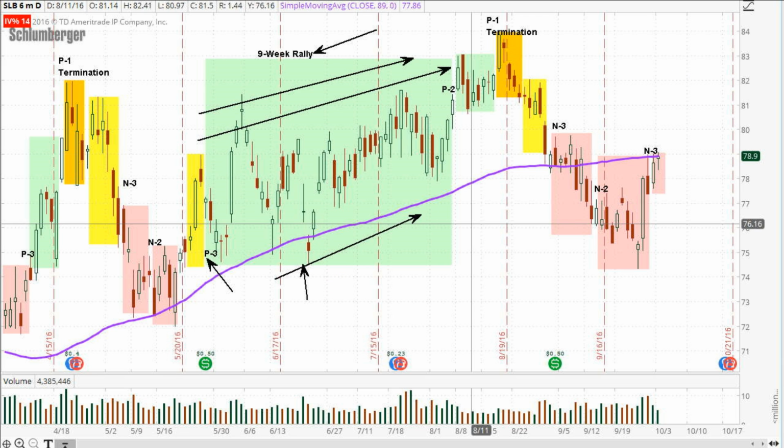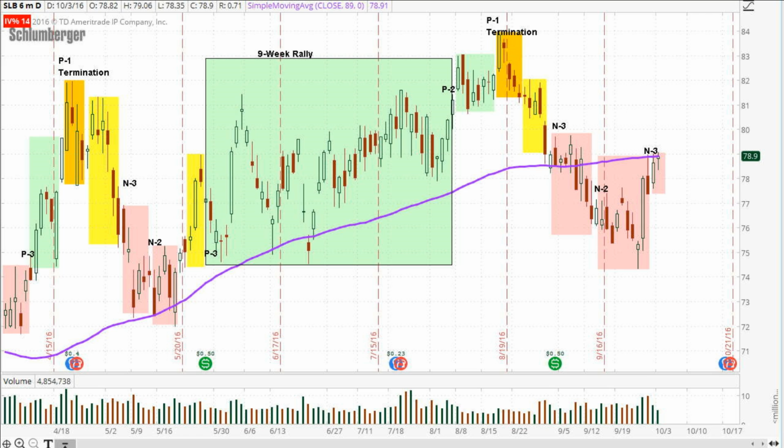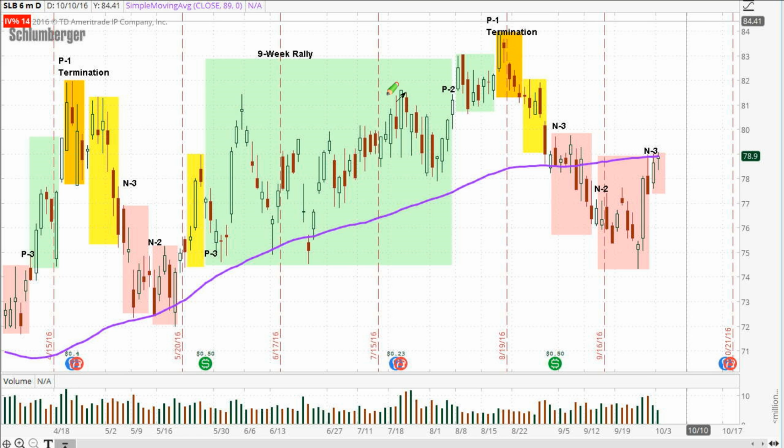A 9-week rally. Now note in here, as you see towards the top, where it started to get tired and started to get overbought. So what happens is that our overbought studies start to warn us that something is changing in here. So it got slightly overbought here, it started to struggle, and then on this move it got very overbought and warned us we were in termination stage. And that was the end of the rally.